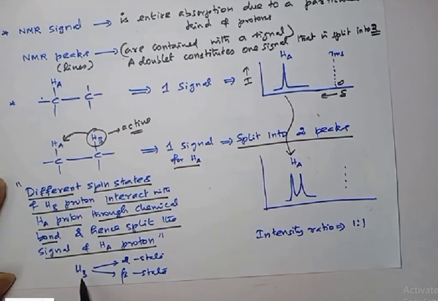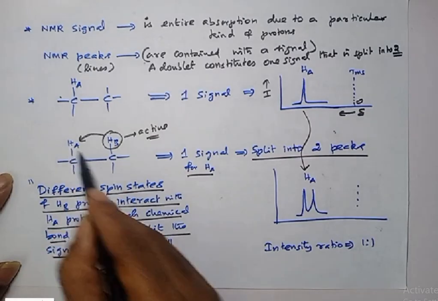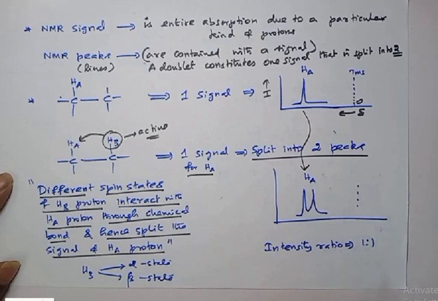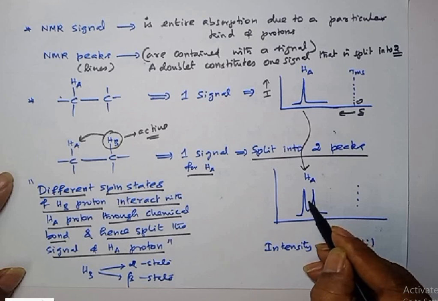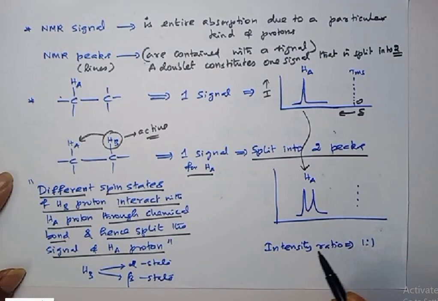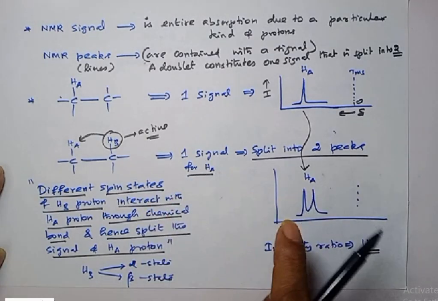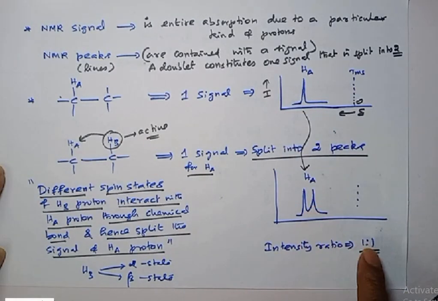Listen, the HB proton has two spin states, alpha and beta. Since it has two different spin states, the HA proton signal is split into two. One signal is split into two peaks. And what is the intensity ratio? The intensity ratio is 1:1. We need to explain why this signal is split into two, and why we get a 1:1 ratio of the intensity.